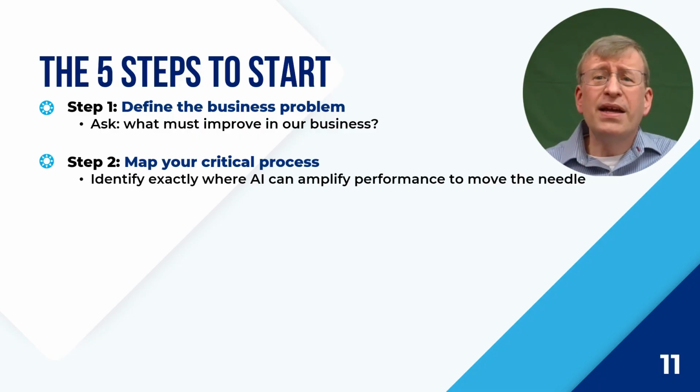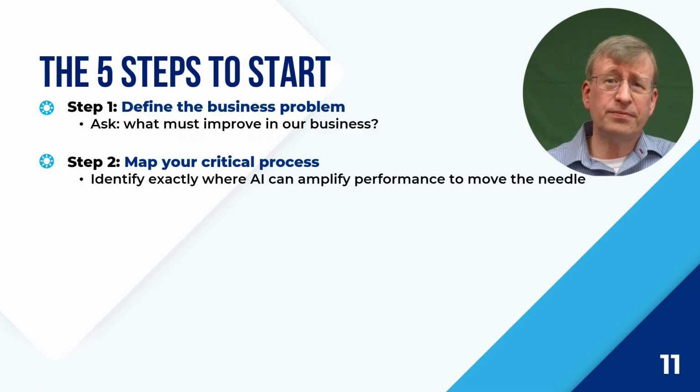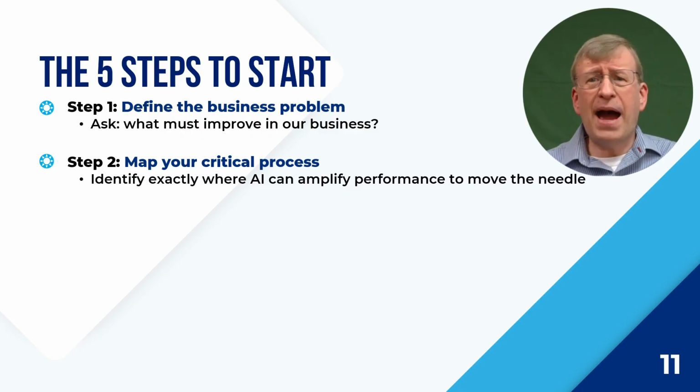The second step is to map your critical process. Once you know the problem, you have to see where it lives. Where in the workflow is the bottleneck? Is it in approvals, data entry, communication, handoffs? Mapping the process gives you a system-wide view so you don't just optimize one task in isolation. Without this, AI becomes a patch that might fix one pain point while leaving the bigger blockage untouched. With process mapping, you identify exactly where AI can amplify performance in a way that moves the needle on outcomes.